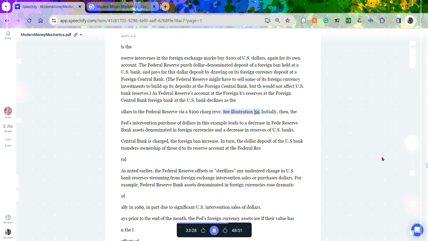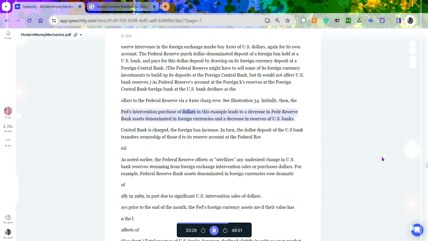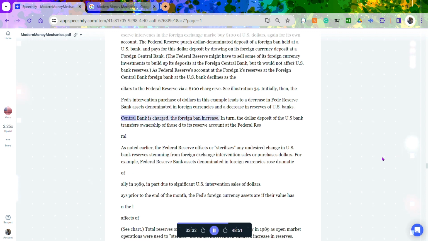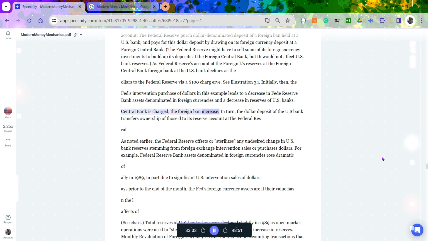See illustration 34. Initially, then, the Fed's intervention purchase of dollars in this example leads to a decrease in Federal Reserve Bank assets denominated in foreign currencies and a decrease in reserves of U.S. banks. In turn, the dollar deposit of the U.S. bank transfers ownership of those dollars to its reserve account at the Federal Reserve.